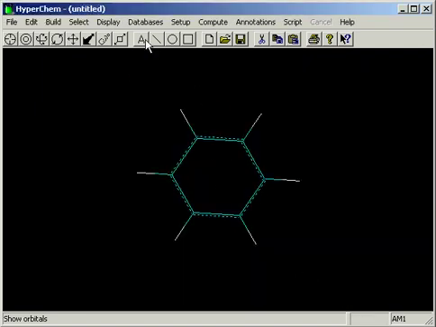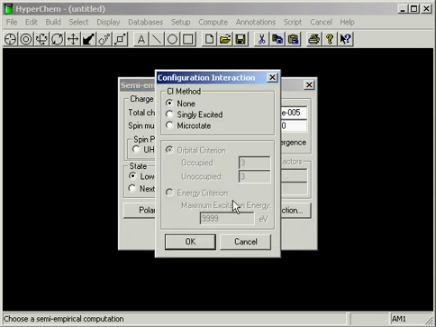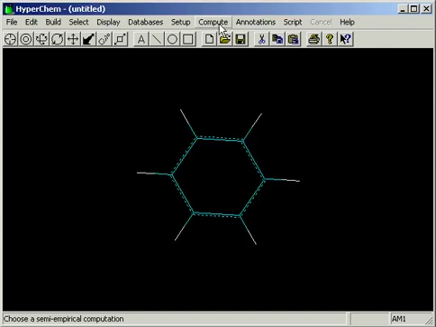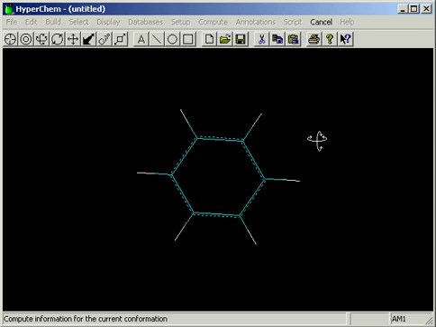Okay, so we go back to the setup for the semi-empirical calculation. We're going to choose singly excited CI, and we're going to have 10 occupied and 9 unoccupied orbitals included in the computation. We go ahead and do a single point calculation with CI turned on, and it's going to compute this. It will take a couple of minutes, 20%, 30%.